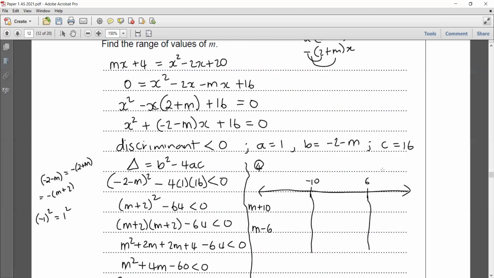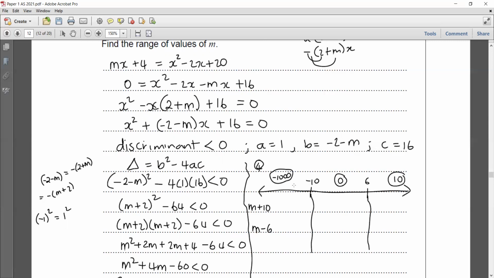What you do is you pick a number in each of the regions. So for example, here I would pick -1000. So it doesn't matter what number it is, as long as it is in that region. And then here you would pick a number between -10 and 6, let's say 0. And then here I would pick maybe 10. So again, the number doesn't matter. All you're interested in is the fact that the number is in the region that you have picked.